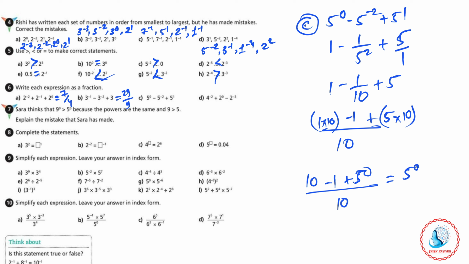You will get 59 over 10. So the answer is 59 over 10. Now for question number D.